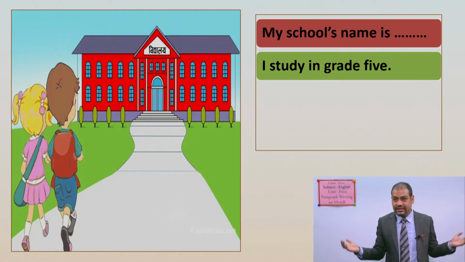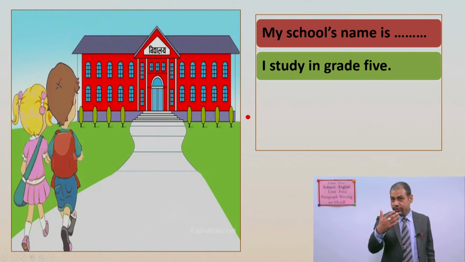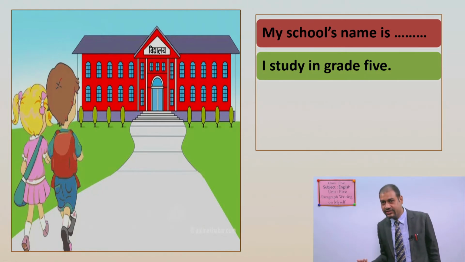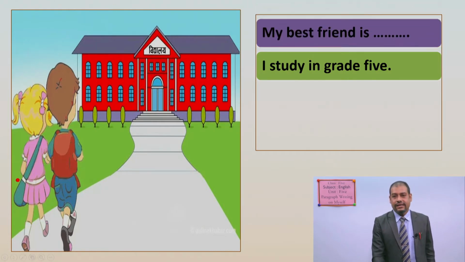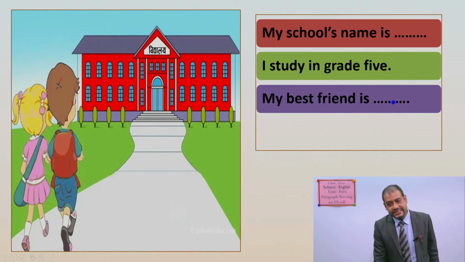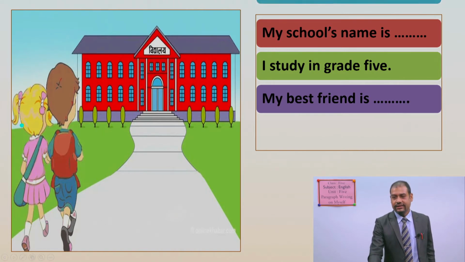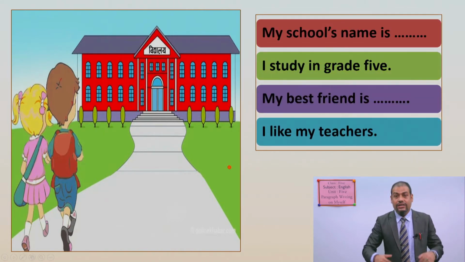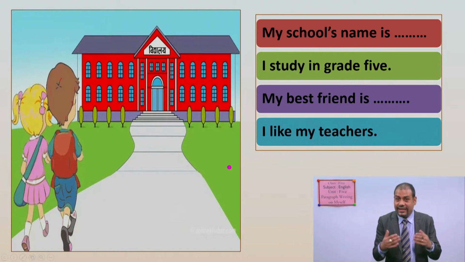See, we are learning the subject of grade 5. That's why she has written here, I study in grade 5, and you are also studying in grade 5 this year. Okay. Then you can write down your best friend's name also. My best friend is... what is the name of your best friend? You can write down. Then you can mention what you like to do.